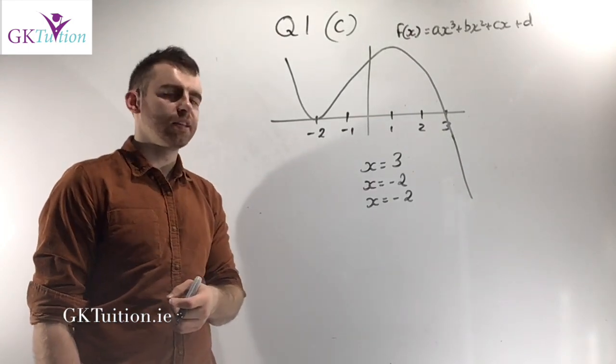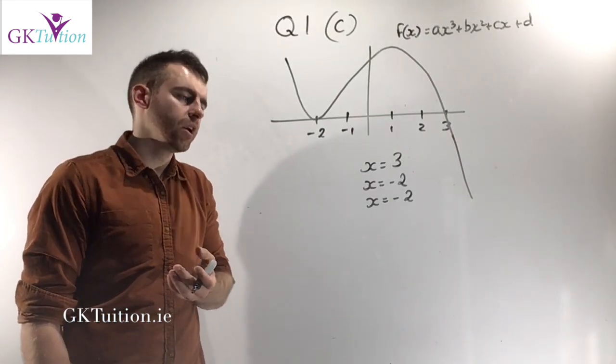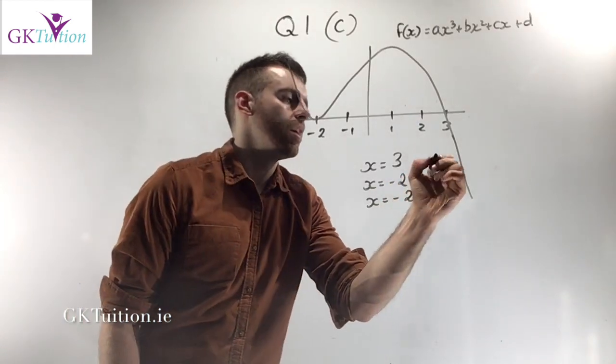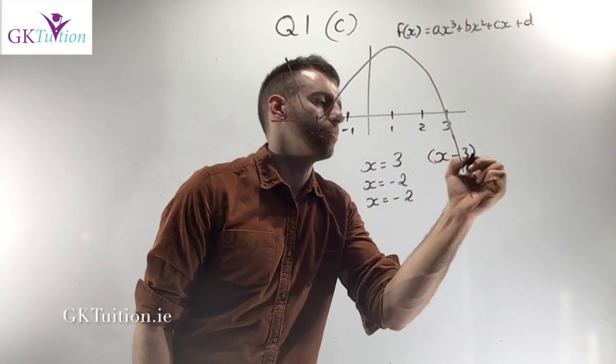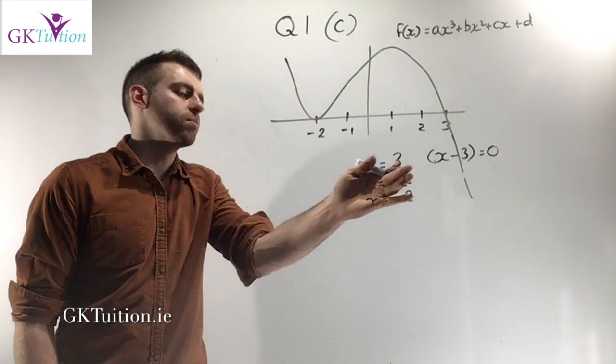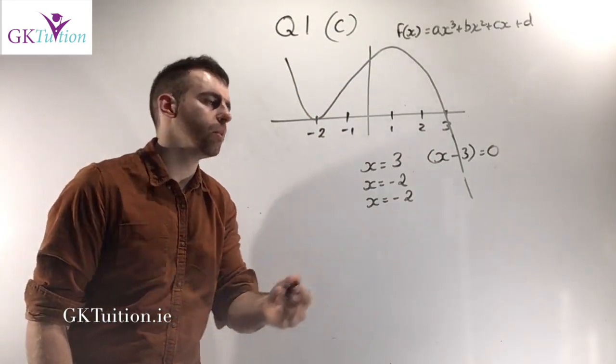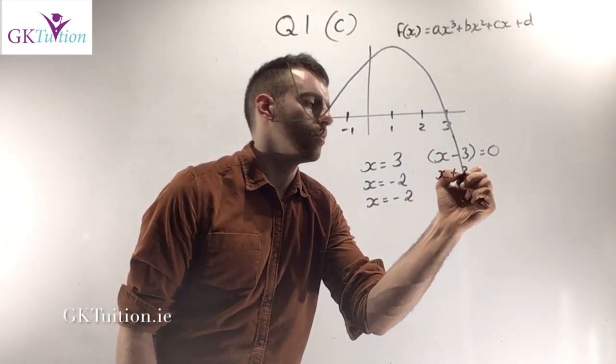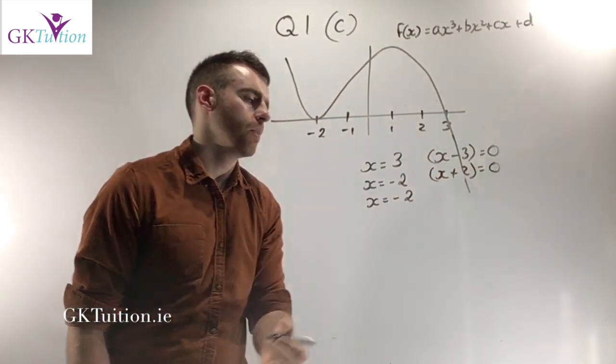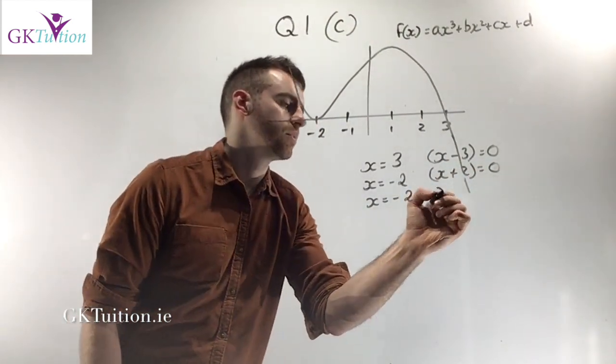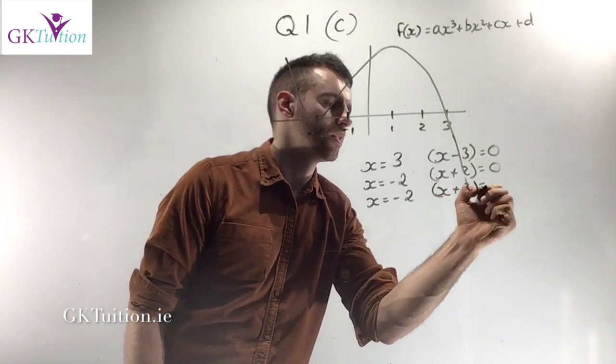In order to turn x equals 3 into a factor, you subtract 3 from both sides, and you end up with x minus 3 is equal to 0. If x equals minus 2 is a root, you add 2 to both sides to turn it into a factor. So I get x plus 2 equals 0. You do the same thing, obviously this is the same, you end up with x plus 2 equals 0.